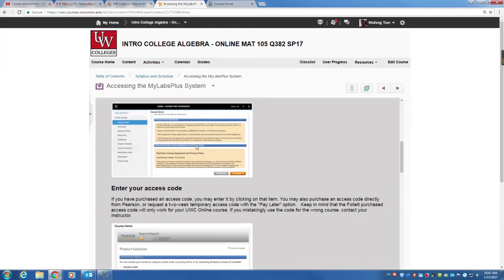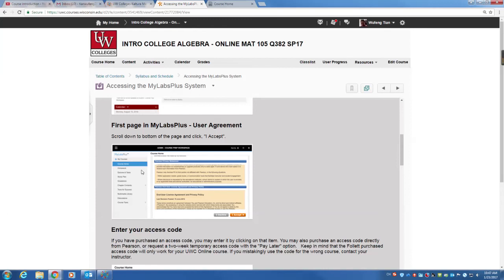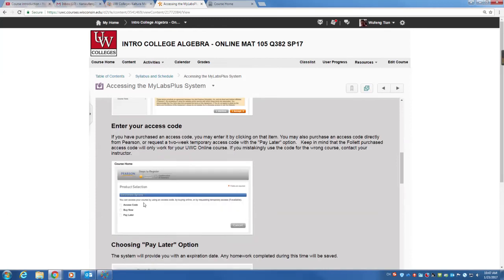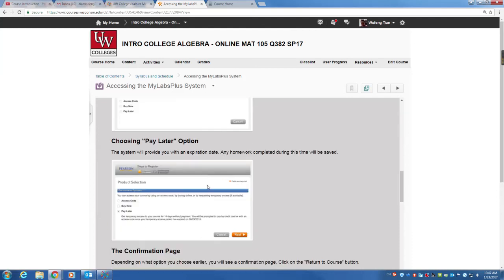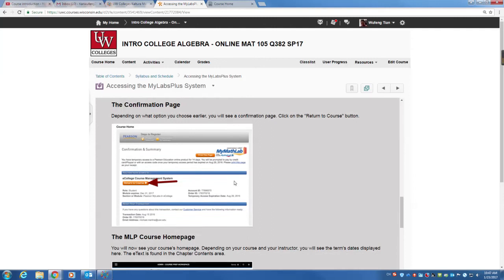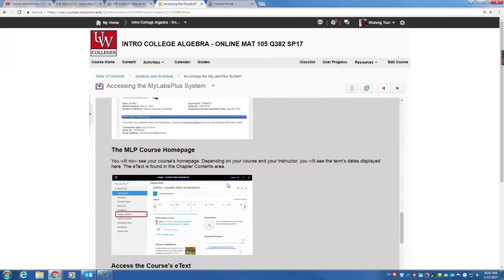Once you go to MATLABSplot, you're going to have a page like this. Accept it. Then it asks for your access code. If you have it, click it and type it in. If you don't have it, pay later, or buy now. Eventually you have to buy it. If you don't have a card or money right now, you can pay later. You have 2 weeks to buy this access code. If you choose pay later, no problem, you can start working right now. Either way, you should be able to get into the course whether you have it right now or not.